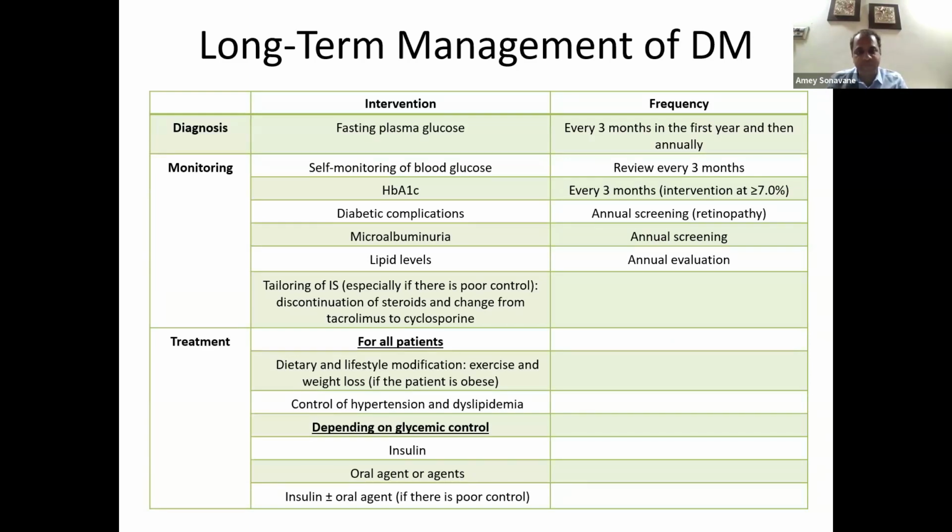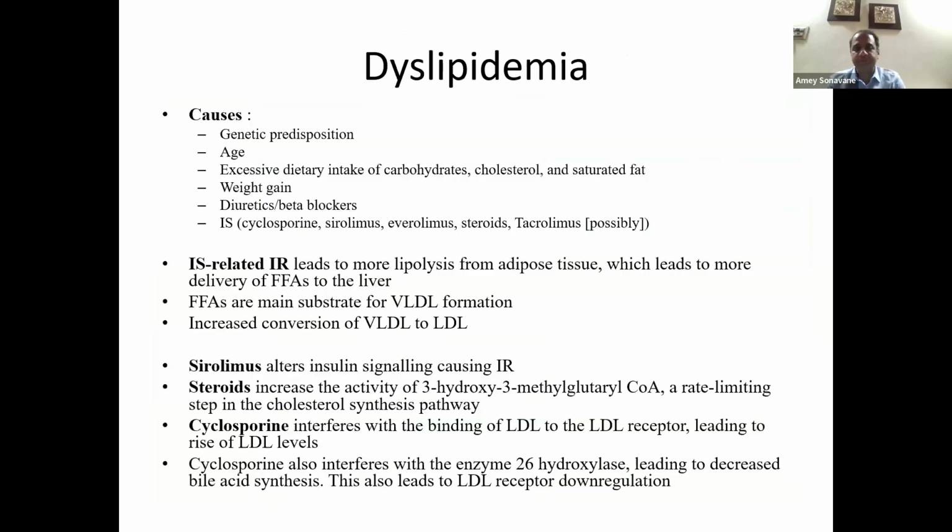exercise and weight loss. We also must treat the other factors that are associated with diabetes, which include hypertension and dyslipidemia. And the drugs that we use for diabetes are oral hypoglycemic agents. And if the sugars are not well controlled with oral hypoglycemic agents, we can put them on insulin too, or a combination of both. The second problem, apart from diabetes, is dyslipidemia.